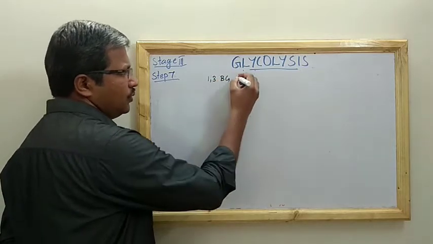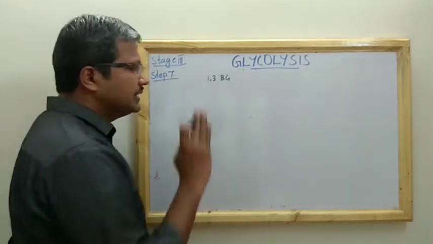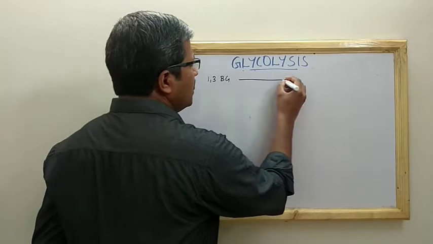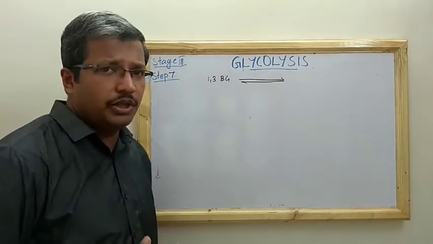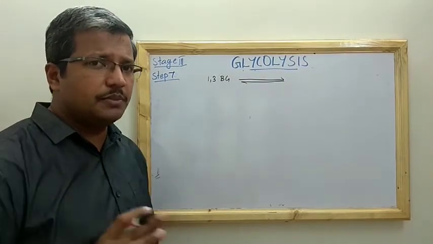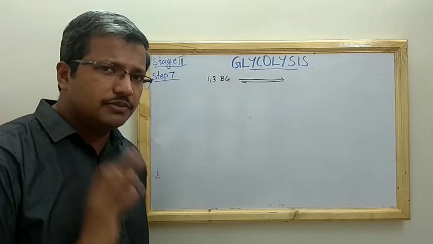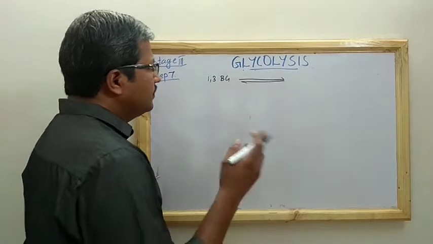1,3-bisphosphoglycerate. Glycerate, it's not aldehyde, it's acid. Glycerate, glyceric acid, that is otherwise known as glycerate, is now converted. All these reactions are reversible only. All the above reactions except step 1 and step 3 are reversible. Step 1 and 3 only are the irreversible reactions.